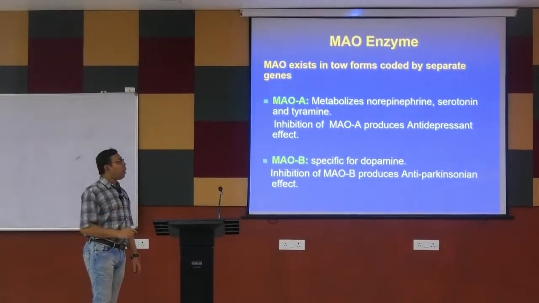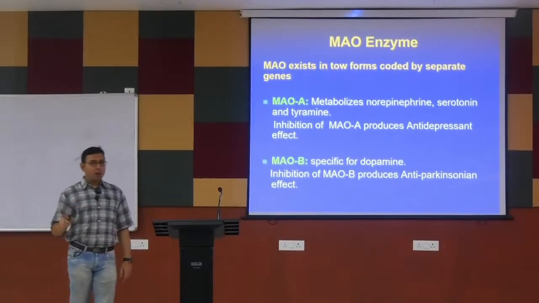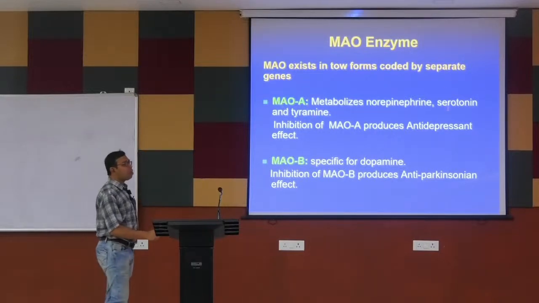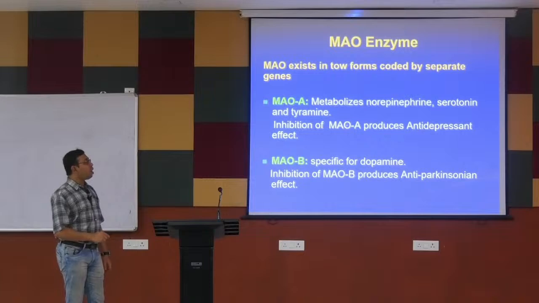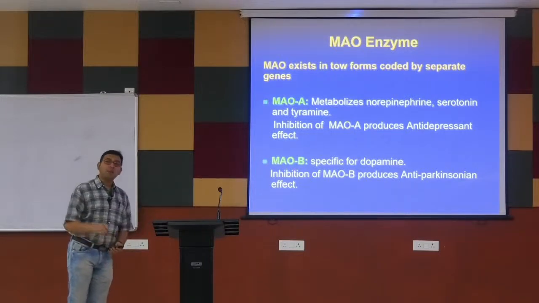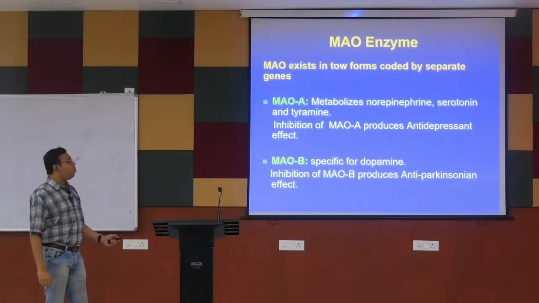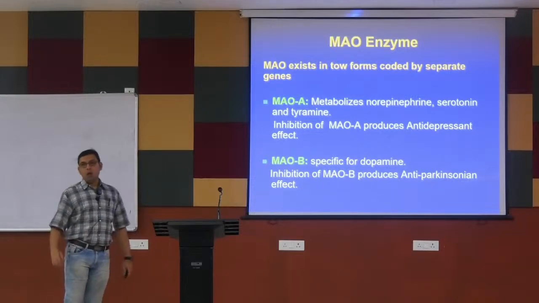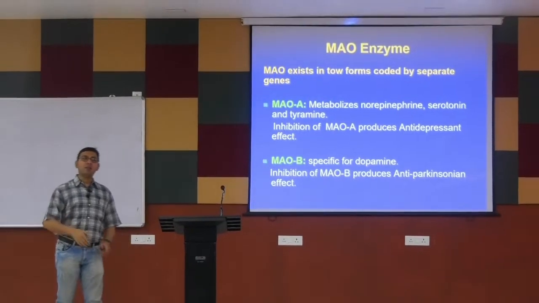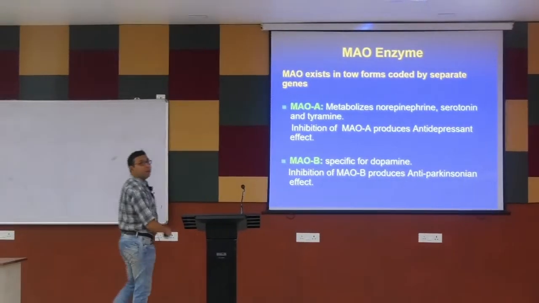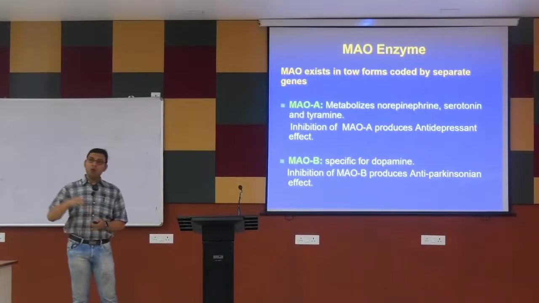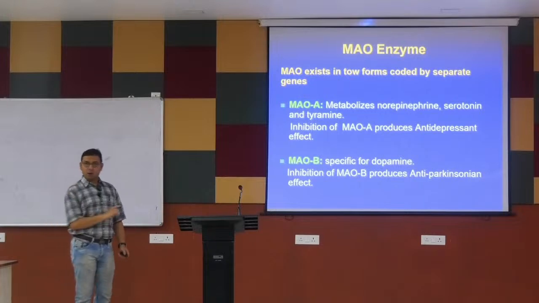So there are two types of the MAO enzymes, MAO A and MAO B. Okay. Monoamine oxidase A metabolizes norepinephrine, serotonin and tyramine, and inhibition of this MAO A produces the antidepressant effects. And MAO B is specific for dopamine. Inhibition of the MAO B produces anti-Parkinsonian effects. So when we read about the anti-Parkinsonian drugs, that is drugs for Parkinson's disease, we read about the selective MAO B inhibitors. Selegiline, rasagiline, these are the selective MAO B inhibitors which will be discussed then. Selegiline, rasagiline, not discussed here.